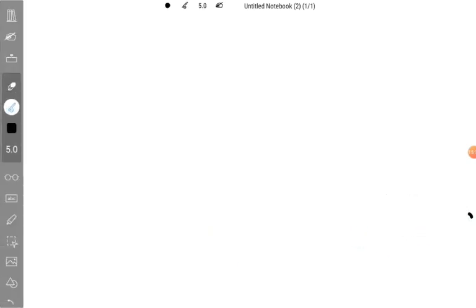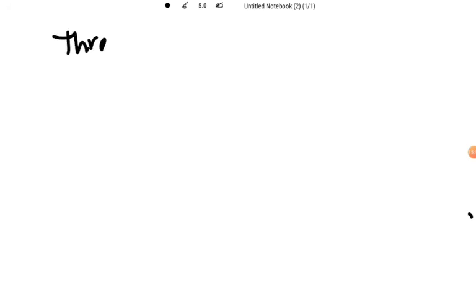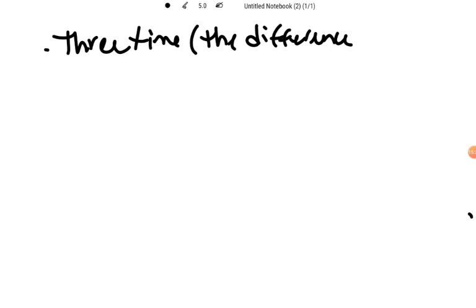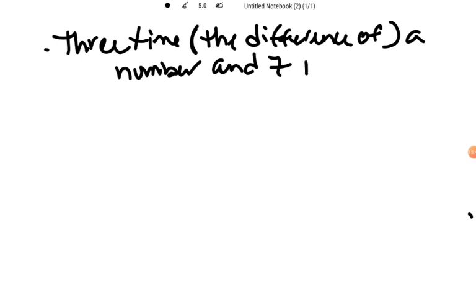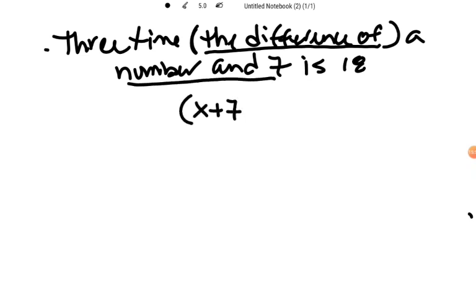I'll do a couple more. 3 times, and this is your parentheses, the difference of, okay, so a number and 7 is 18. So we saw the difference of is your parentheses, a number and 7. So your number and 7 go in the parentheses, okay? And that's 3 times that. So the 3 goes on the outside, okay? Is your equal sign 18.